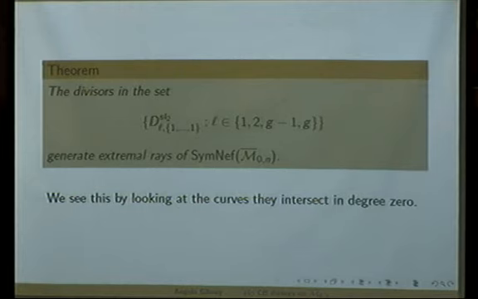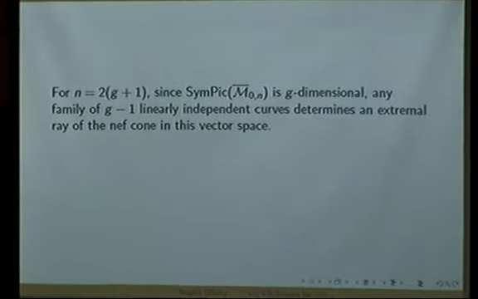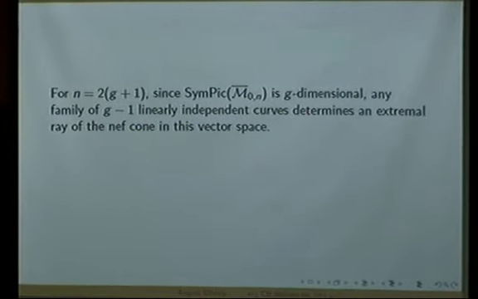Okay, so these divisors, D_L level 1, where L is 1, 2, g minus 1, and g, generate extremal rays of the symmetric nef cone. I'm going to show you why. We see this because we see what curves they intersect in degree 0. So this vector space is g-dimensional.